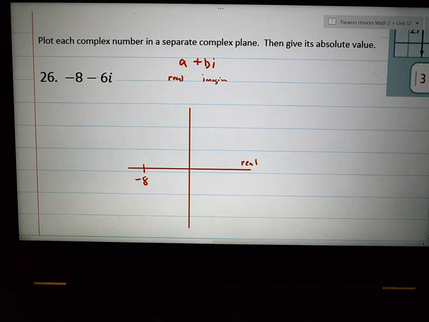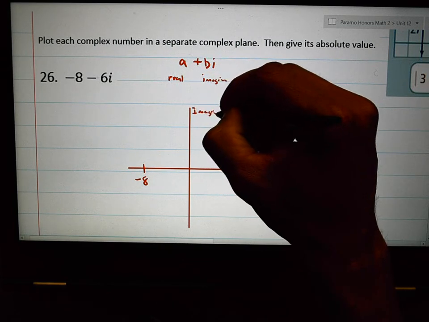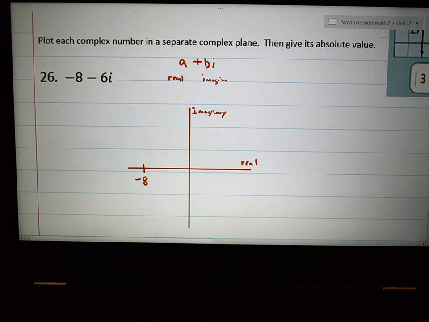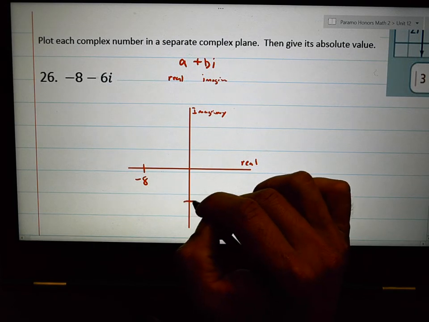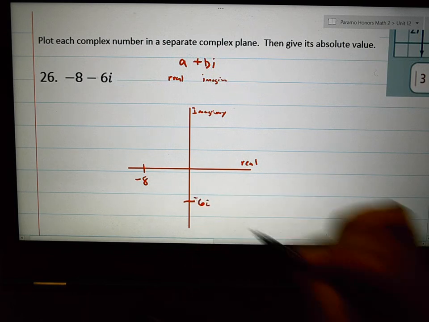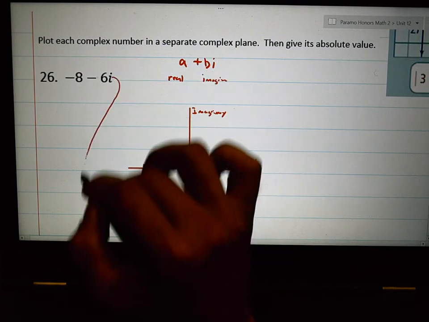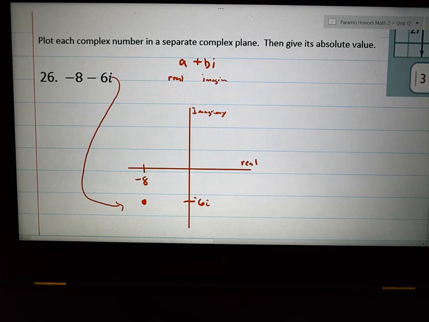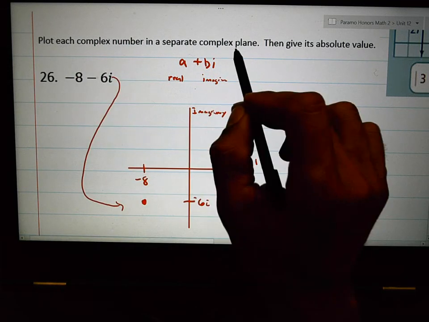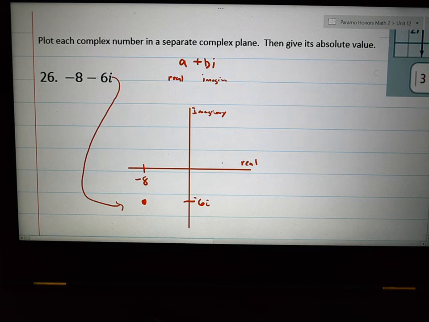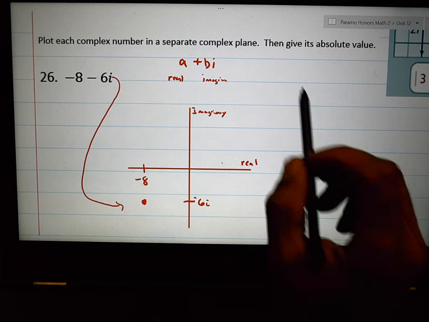I'm counting by 8 units. My imaginary axis is the vertical one. And what is the imaginary component? Do I go up or down? So I'm going to label this as 6i units technically. We're going to go down 6. So this is the point negative 8 minus 6i. You can almost think of those two things as an x-coordinate and a y-coordinate. It's what they are. That answers the first part of the question: plot each complex number in a separate complex plane. Then it says, give its absolute value.